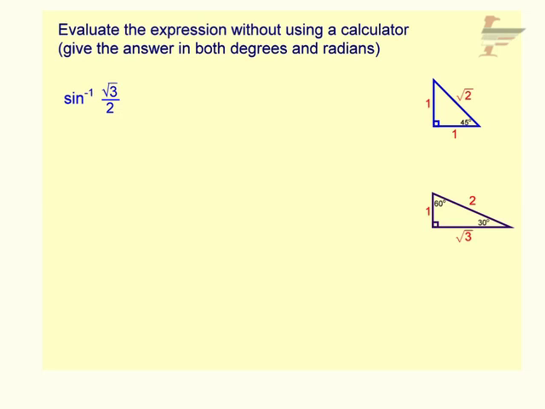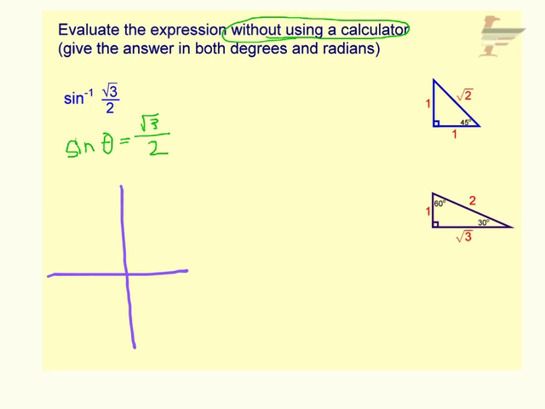So if we have to evaluate inverse sine of root 3 over 2, again, this is without a calculator. This will be on the no calculator portion of your test. We start by rewriting this. We're going to say sine of theta equals root 3 over 2. And so first thing I do is I think about, well, it's an inverse sine. That means that this has to come from the first or the fourth quadrant. It's going to be in one of those two.